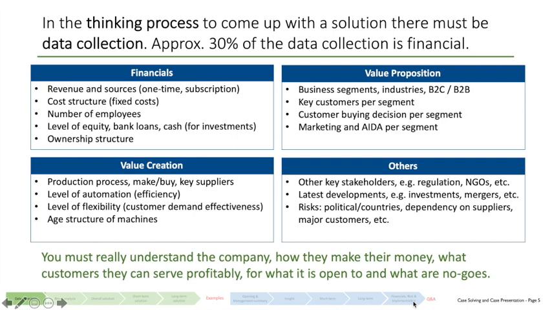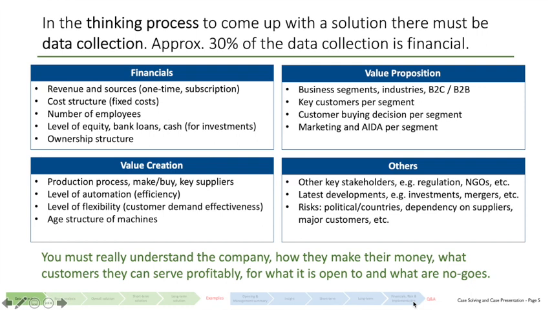In addition to these very financial facts, we maybe should also look on the right side at the value proposition for the customer. And the questions here that we might want to look into are things like which business segments is the company of the case active in, which industries is it active in, is it more B2C, is it more B2B? And again, we will later use models which are more tailored to B2C or more tailored to B2B. Key customer segments, customer buying decisions, maybe per customer segment.